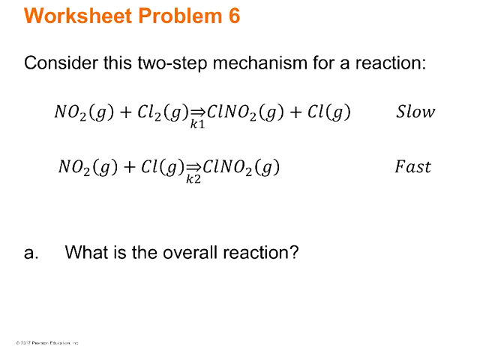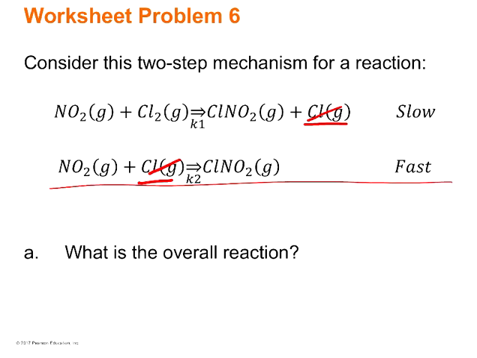Okay, so let's determine the overall reaction. So we want to try to get rid of any intermediates. So you might notice that Cl is showing up in the products of the first step and in the reactants of the second step. So that tells us that Cl is being used up pretty quickly. So it's not going to hang around. So we're going to cancel Cl, and then we'll just write what's left over.